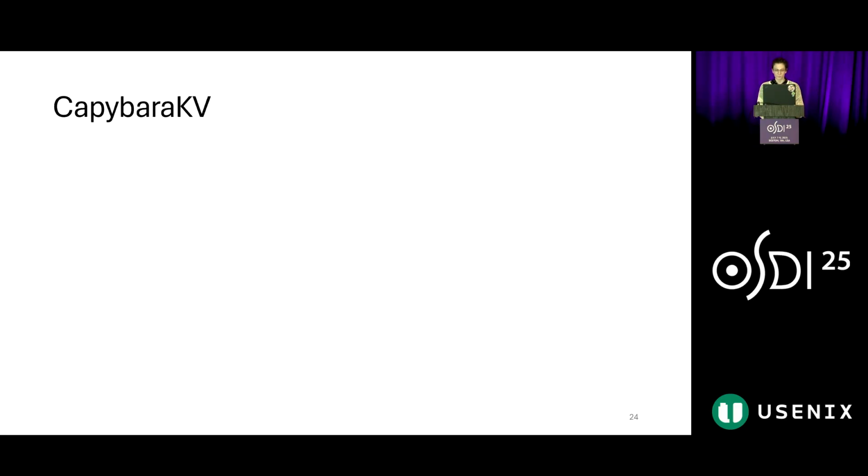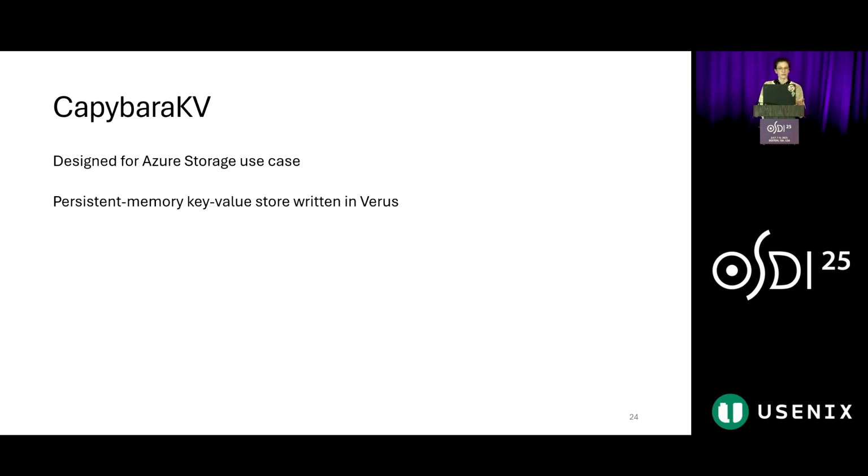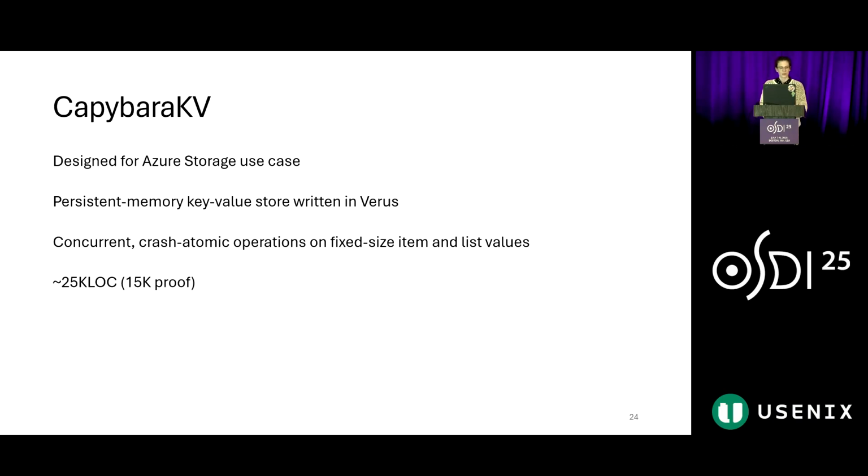So lastly, before I wrap up, I just want to talk very briefly about our main system, CapybaraKV, that we built. It's designed for this Azure storage use case I described earlier, and it's a persistent memory key value store written in Verus. It supports concurrent and crash atomic operations on fixed size item and list values, so it's pretty full-featured. It's about 25,000 lines of code in total, but it verifies in under 1 minute on most machines. In fact, it's usually closer to 20 or 30 seconds.